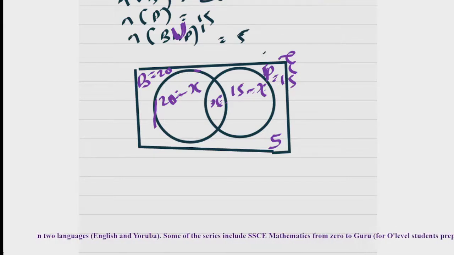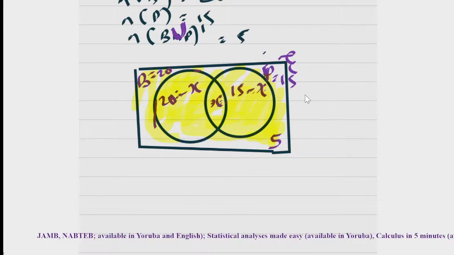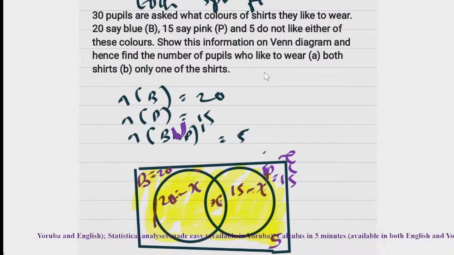Don't forget all what you have in this region, when you sum it together, it's going to give you your universal set. But let us now go to the question. What does the question say? When you show this information on a Venn diagram, which we've done, find the number of pupils who like to wear both sets. That's not difficult. So do you have any idea on how you can do that?